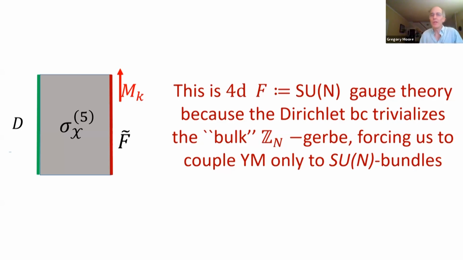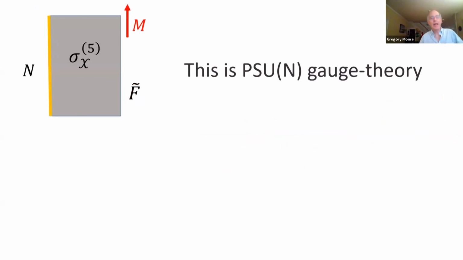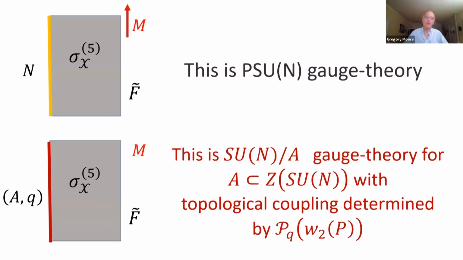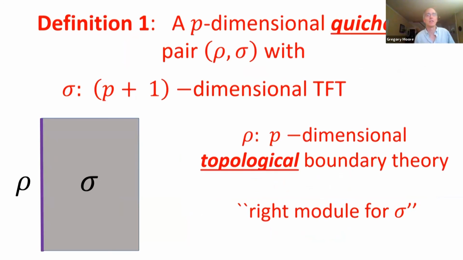And so that means that we couple our Yang-Mills theory only to the PSU(N) bundles with trivial gerbe. Those are SU(N) bundles. So this is SU(N) gauge theory. On the other hand, if I put a Neumann boundary condition on the left, then I get a PSU(N) gauge theory because there's no constraint on the gerbe. I have to sum over all PSU(N) gauge bundles. And then there are other boundary conditions, boundary theories, as I stressed before. These finite homotopy theories have lots of different boundary theories. So I don't have time to go into those kinds of details.